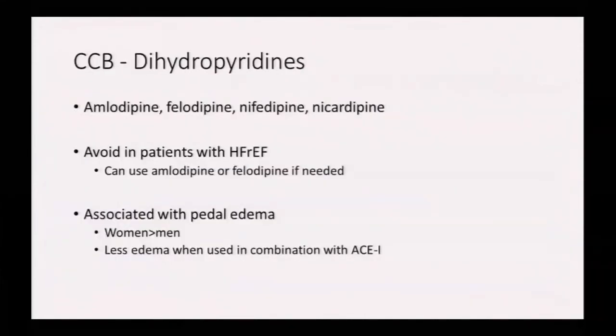Calcium channel blockers are divided into two groups. The dihydropyridine group includes amlodipine, felodipine, nifedipine, nicardipine. These medications, we should try to avoid in patients with heart failure with reduced ejection fraction. But if we need to use any of them, then we should probably choose amlodipine or felodipine. These agents are associated with pedal edema, more common in women than men, and it could be less intense if we use this agent along with an ACE inhibitor.